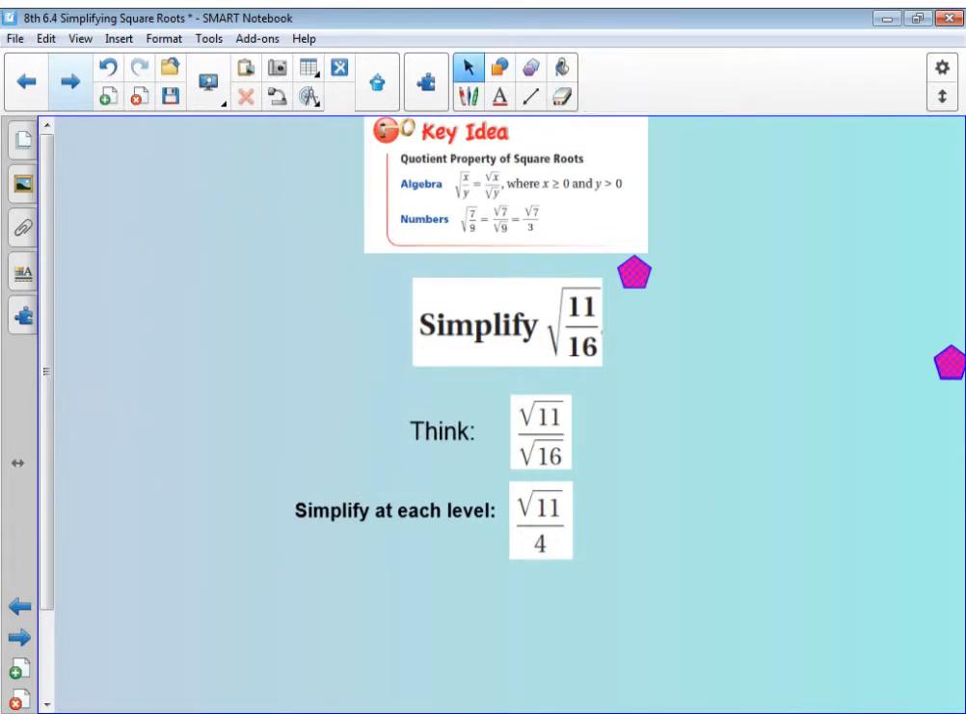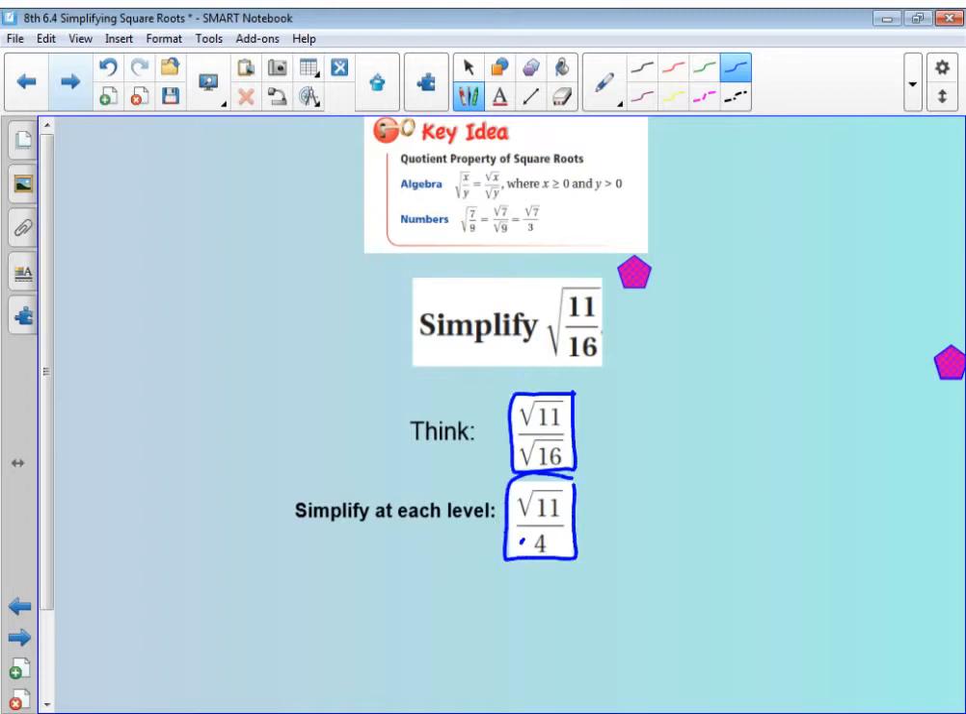Okay, so here we have simplified the square root of 11/16. So we're going to think of it like this. We're going to think of it as the square root of 11 over the square root of 16. Now, within that, can we break it down? 11 is not a perfect square, but 16 is. The square root of 16 is 4, so that's how we got the 4 there. Square root of 11 cannot be broken down. 11 is a prime number, so that's the lowest that it will actually go. So this is just going to be our final answer.